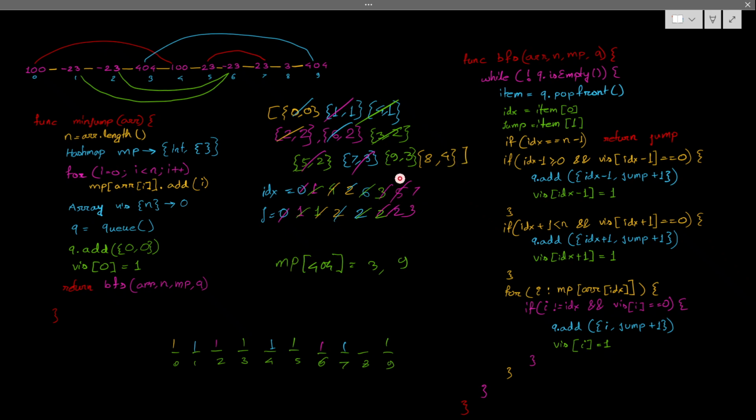After that, from current 7 I can go to 5 again, because it is the same value, but 5 is already visited, so I will not go. 8 is also visited, so it is done. Now I will pop 9 comma 3. Whenever I pop 9 comma 3, I can see this 9 is nothing but my target index. At that time I simply return my 3, I need not check anything else. This is the minimal. So this is the dry run.